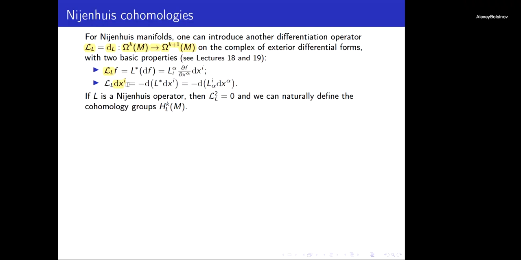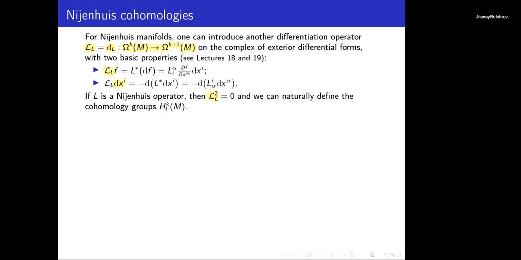It's more or less the same as to say that D and DL satisfy the condition D DL plus DL D equals zero. You can define this formula for any operator L, but then it's not so interesting. But if it is Nijenhuis, then the square of this operator is zero, and therefore you can naturally define homology groups for this complex of differential forms. So what about these homologies?